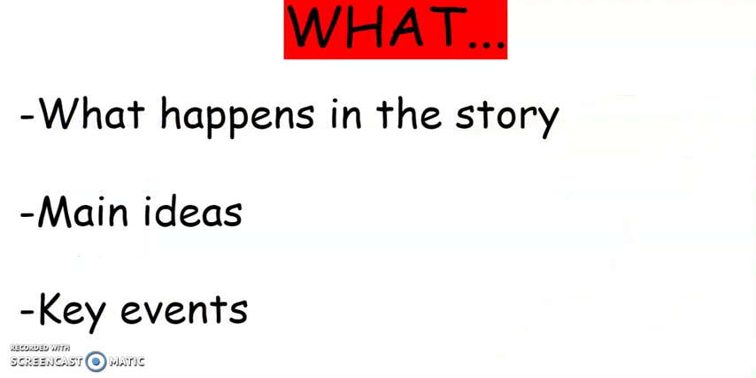Which leads us to our what, which is pretty explanatory. It tells us what happens in the story. So it's our main ideas and key events. For example, in The Three Little Pigs, our what would be that he's blowing all of the houses down of all of the pigs.